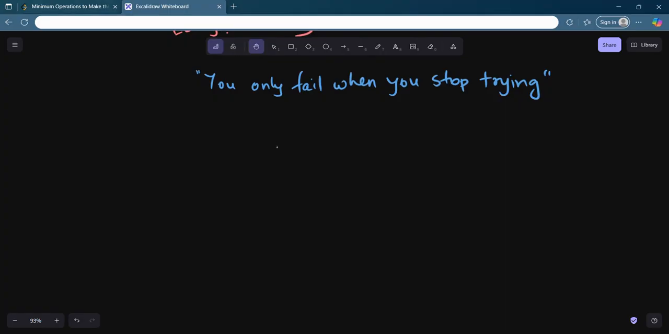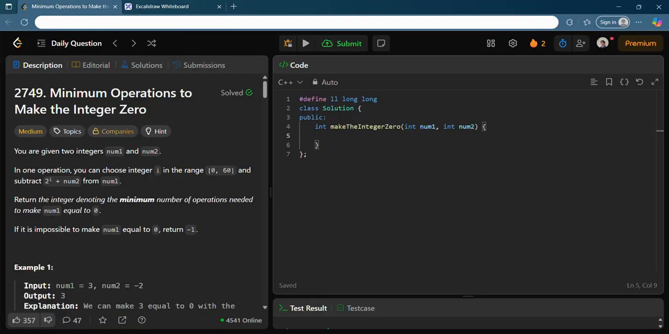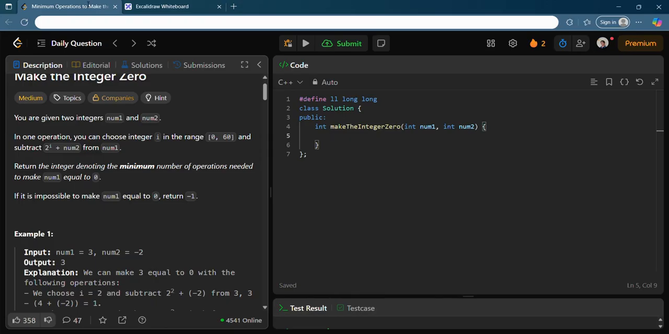Let's try to understand the problem statement at first. Minimum operations to make the integer 0. You are given two integers num1 and num2. In one operation you can choose an integer I in the range of 0 to 60, and what you can do is subtract 2 to the power I plus num2 from num1, and return the integer denoting the minimum number of operations needed to make num1 equal to 0. Now if it is impossible to make num1 equal to 0, then return -1.